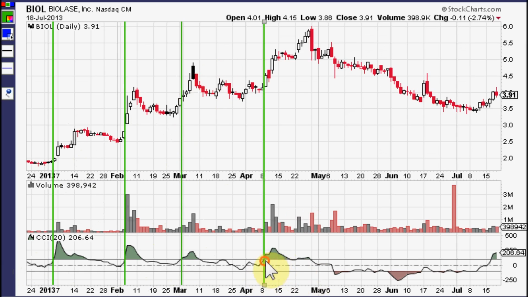This time it went below 0, but when it did finally cross back up through the plus 100, the stock took off. And just like support at the 0 line and bouncing up off of it, resistance at the 0 line is bearish. Right here, it crossed up through the minus 100 line, got rejected at the 0 line, and the stock went down.